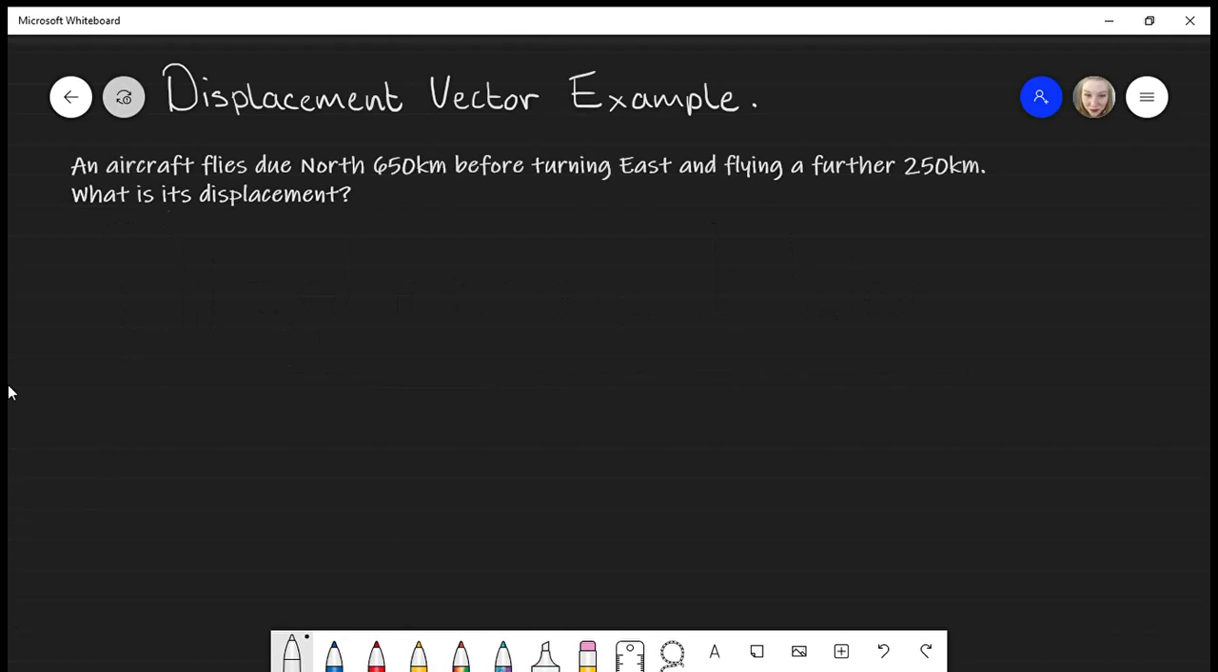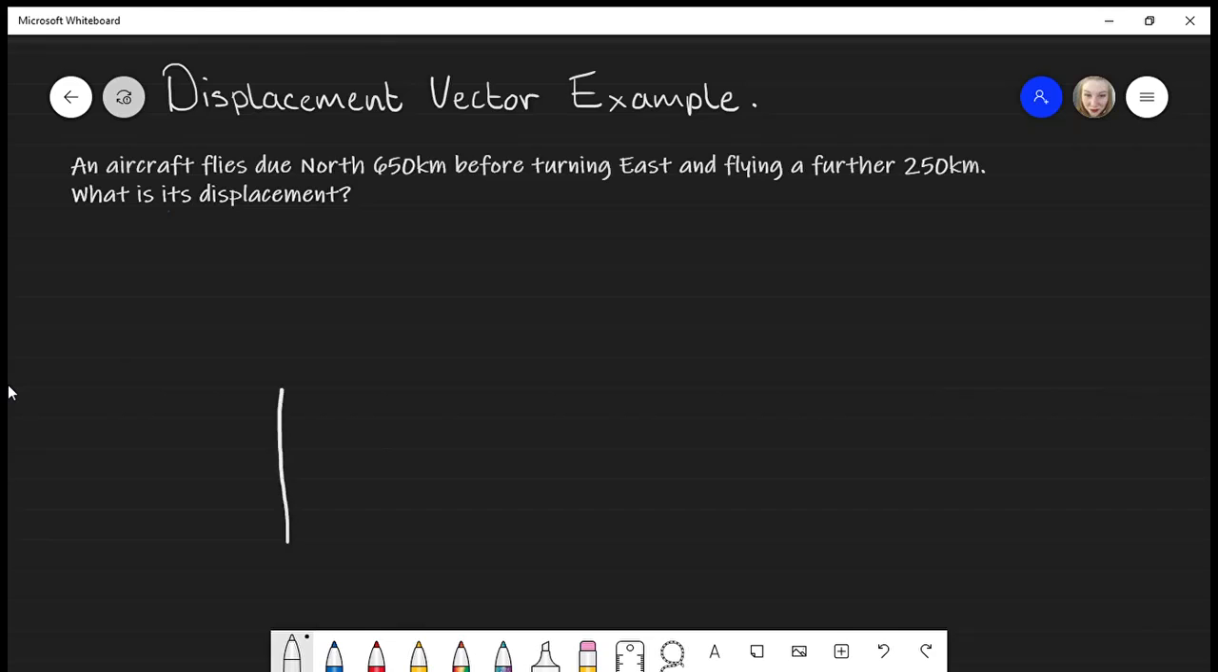Hello and welcome to this video on displacement vectors, and here is just an example on how you can use vectors to find a displacement. So in this example we have an aircraft that flies due north 650 kilometers before turning east and flying a further 250 kilometers. What is its displacement? So let's draw the vector diagram.